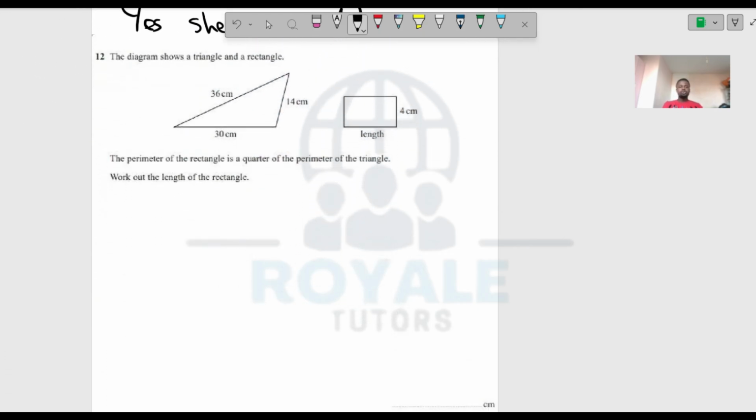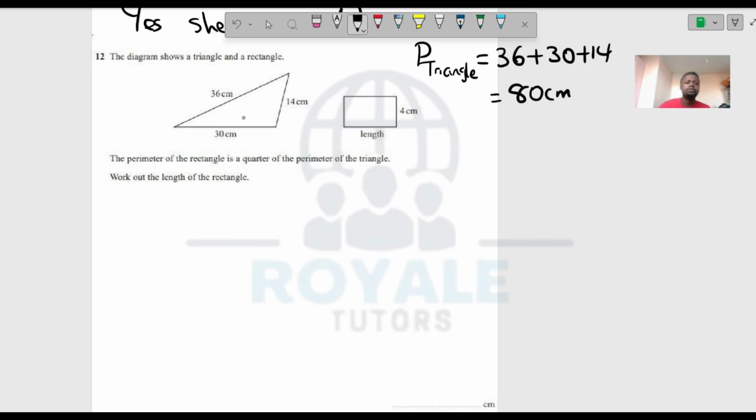The diagram shows a triangle and a rectangle. The perimeter of the rectangle is a quarter of the perimeter of the triangle. Work out the length of the rectangle. So let's see. We have two shapes. The perimeter of the triangle is going to be the addition of the sides. And this should give us 80 centimeters.